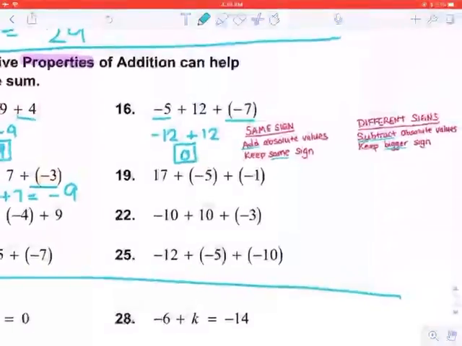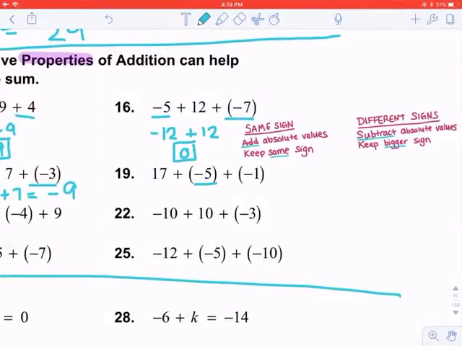On number 19, I'm going to start with my two negatives. -5 plus -1. I add them up, so that's 6, and I keep the same sign, so -6. So now I have 17 plus -6. The parentheses are just there to make it look nicer. They don't really mean anything. 17 and 6 have different signs, so I'm going to subtract them. 17 minus 6 is 11. 17 is bigger, that's positive. So positive 11 is my final answer.